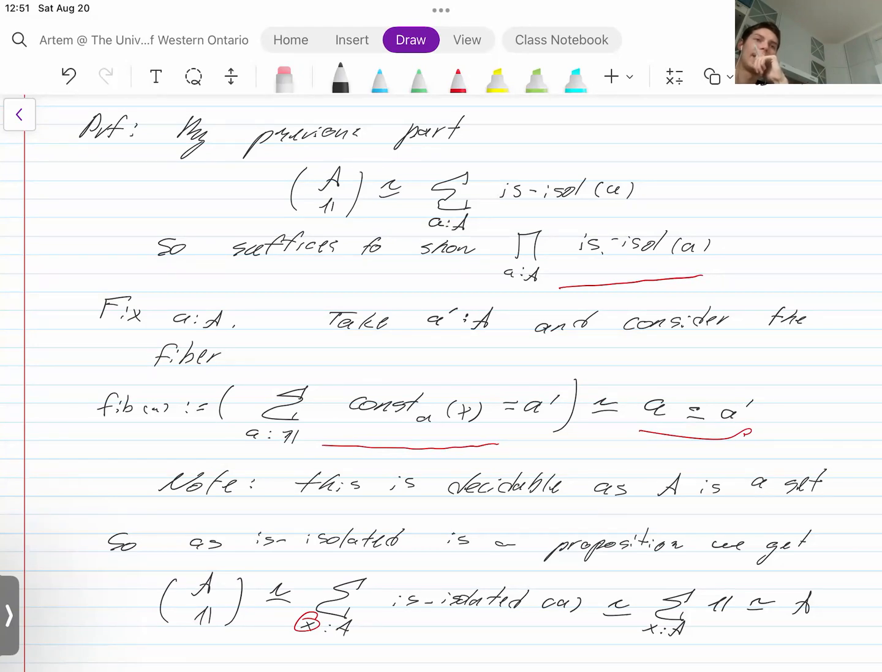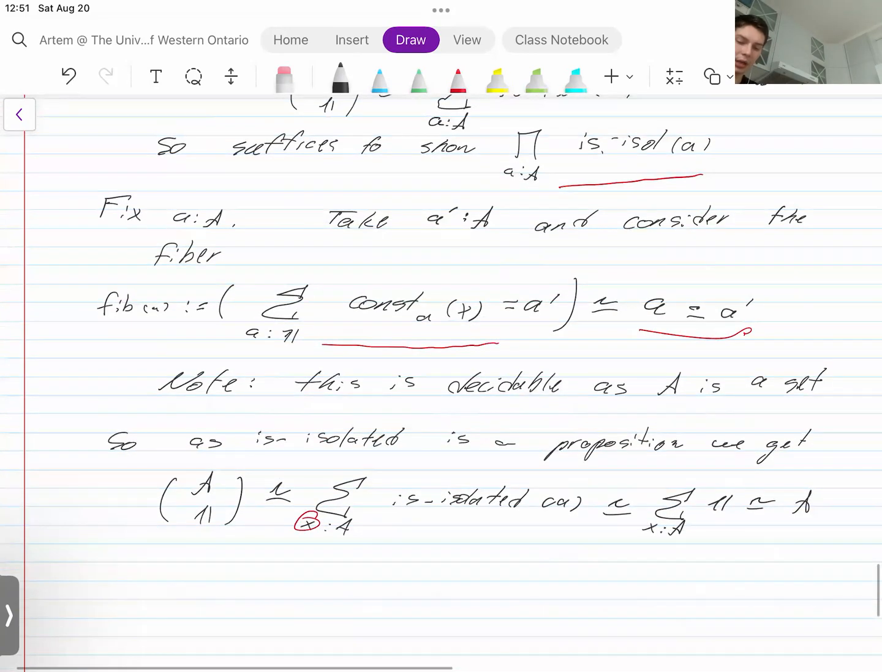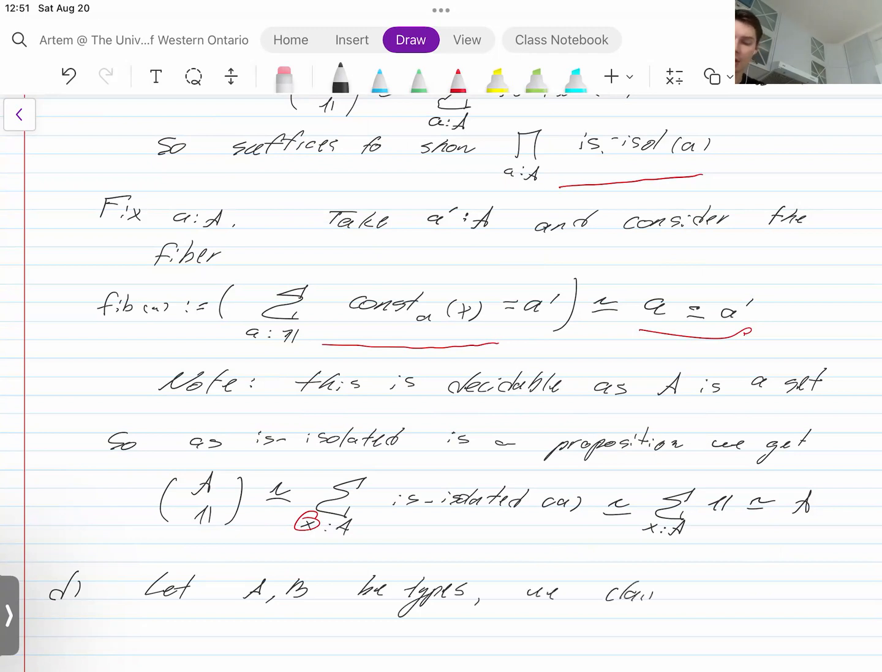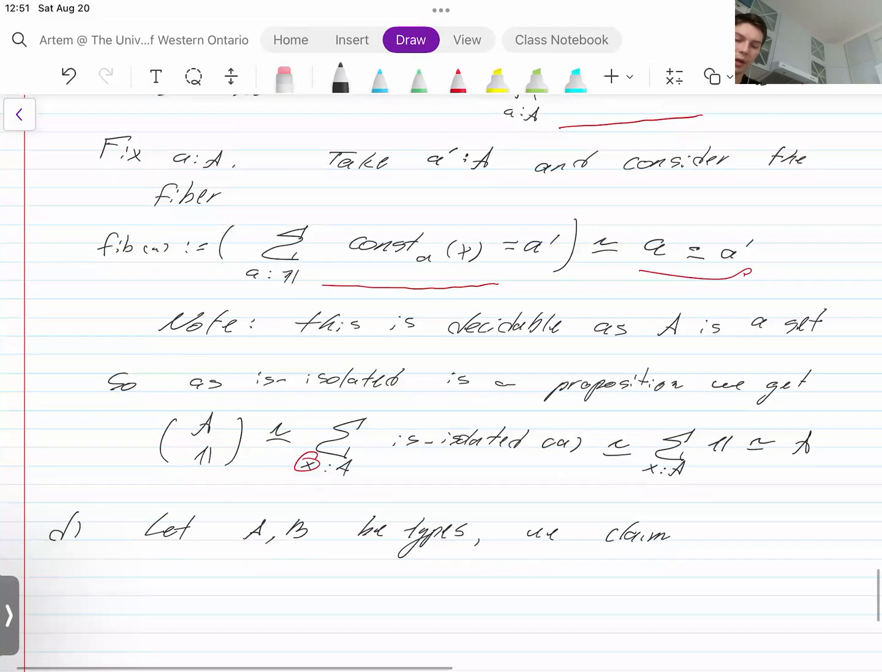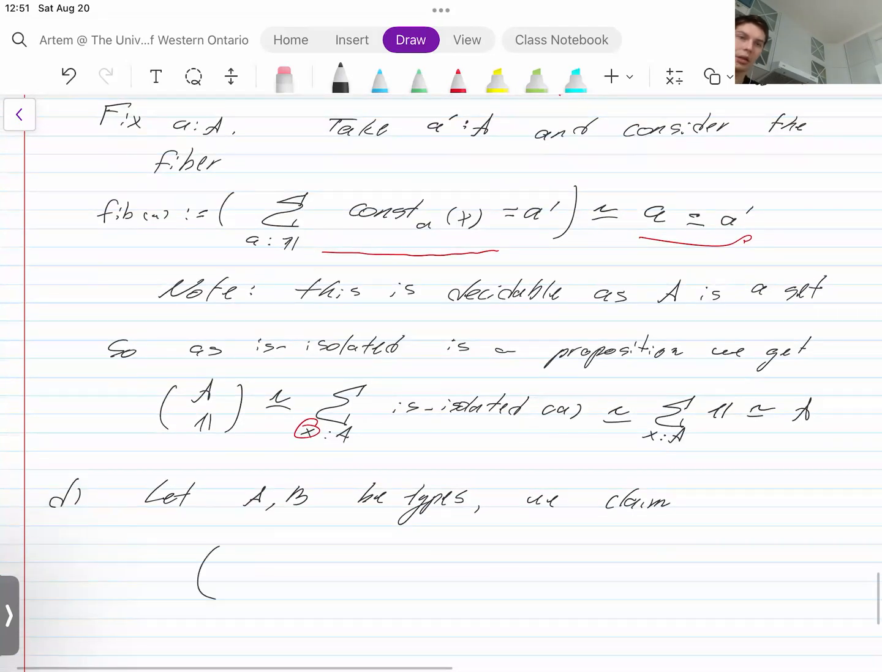So another part of it, so we're going to be sidestepping part C of the problem, and we're doing part D. Let A and B be types. We claim the following equivalence.